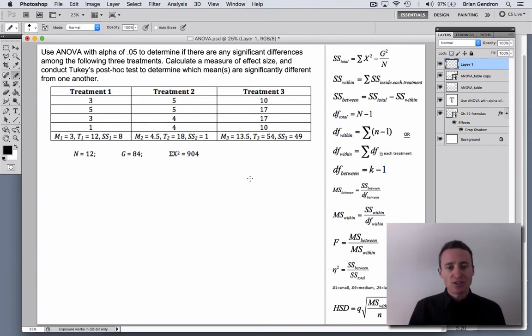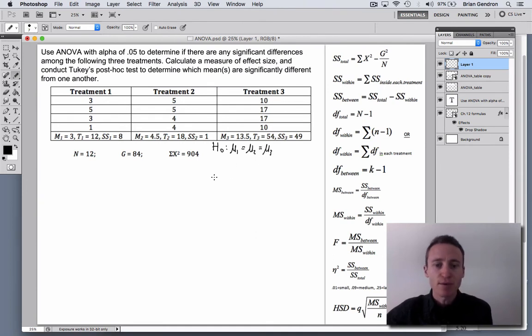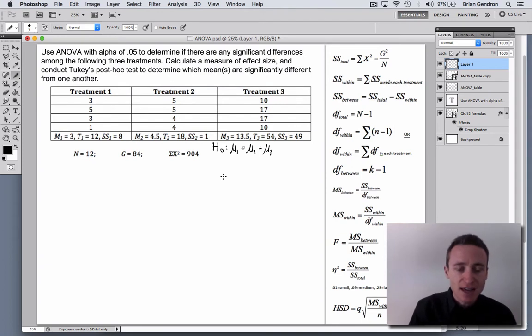Okay, so essentially, let's talk about the hypotheses. The null and alternative hypotheses are fairly straightforward for the ANOVA. The null hypothesis is essentially saying that population mean 1 is equal to population mean 2, which is equal to population mean 3. In other words, you're saying that there's no difference on average between the populations that these people came from. They're all the same, no difference.